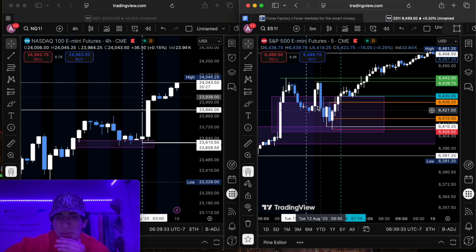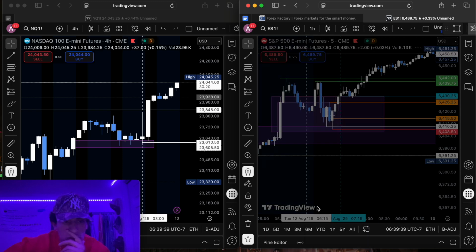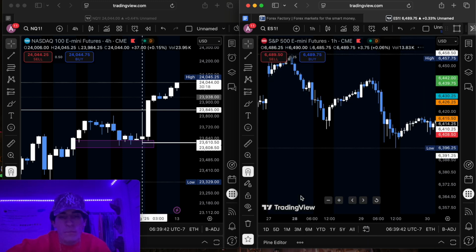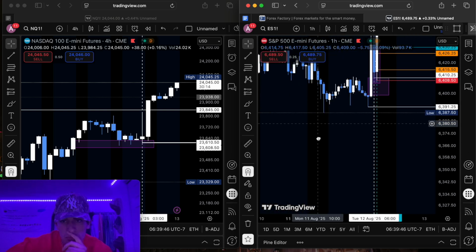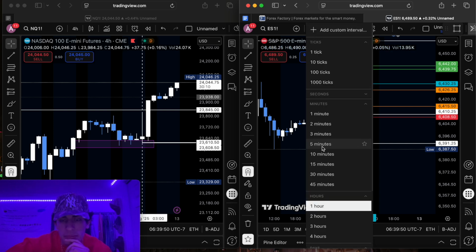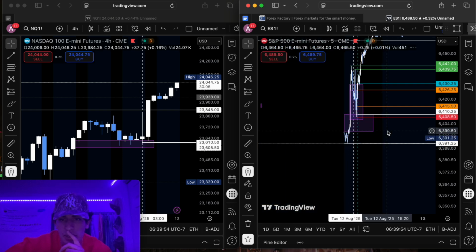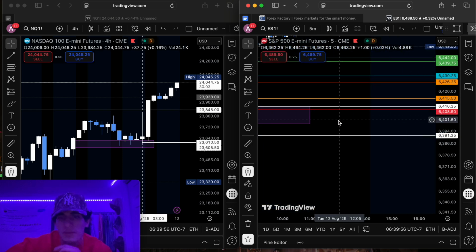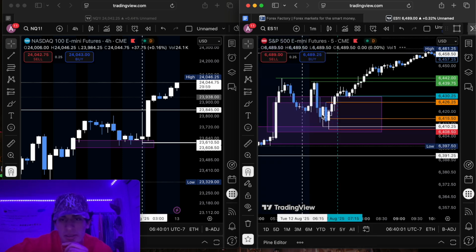Okay, so it was an hourly fair value gap. Alright, so as soon as I see that 15-minute super liquidity, just because we are within fair value gaps, that's already me looking for an entry, right? So I'm going to go ahead and scale down into the 1-minute time frame and start looking for entries.